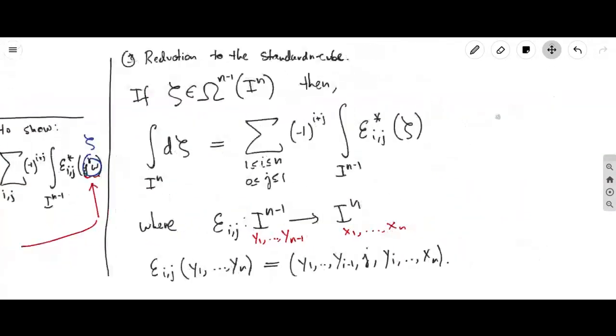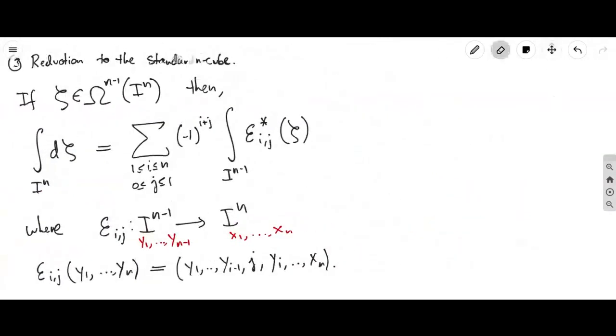So why do we call this reduction to the standard cube? Because the idea here is you get rid of the manifold and only work with cubes. That's the idea. The original statement had to do with manifolds. It had to do with mappings of the cube into the manifolds. And by doing these simplifications, you're able to bring everything back to the cube.